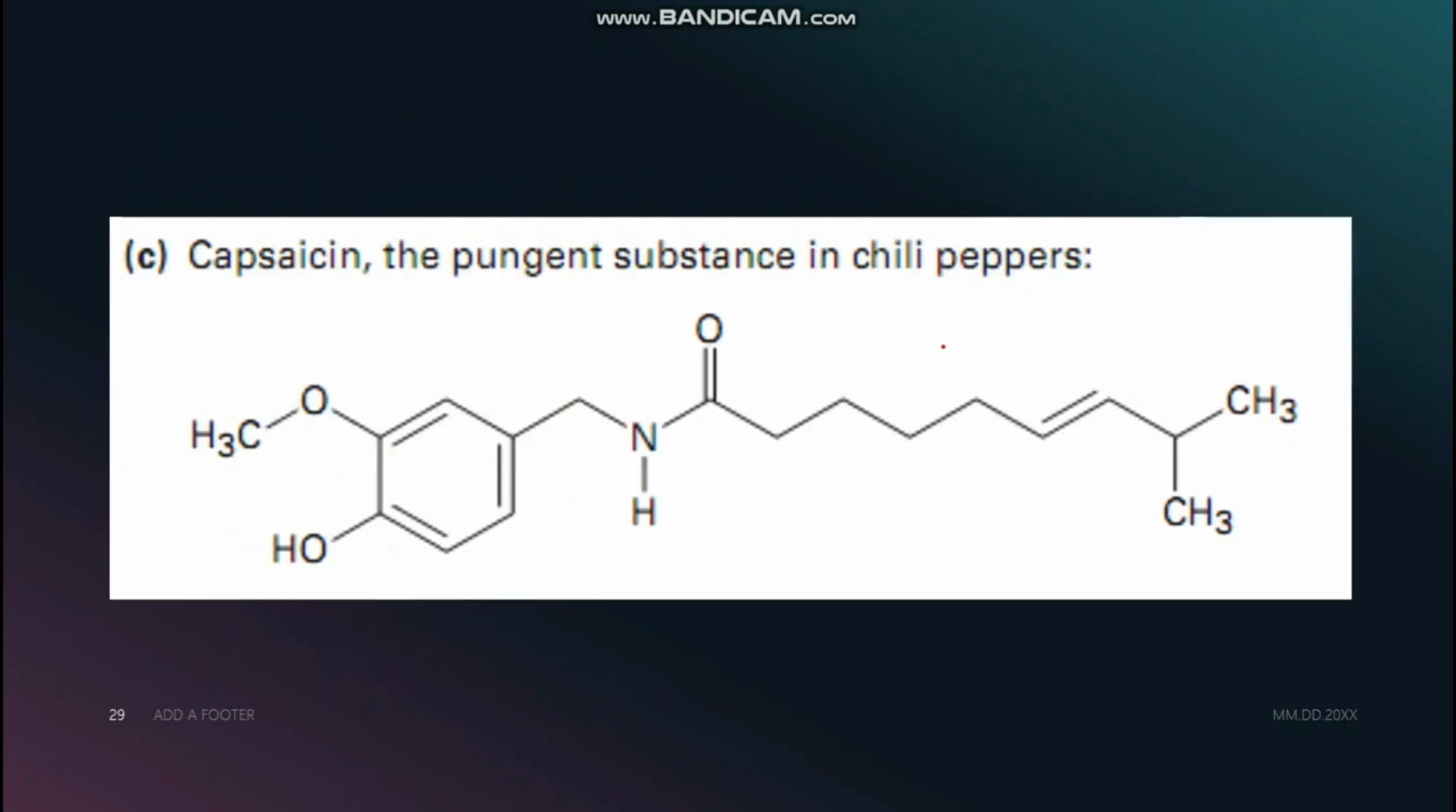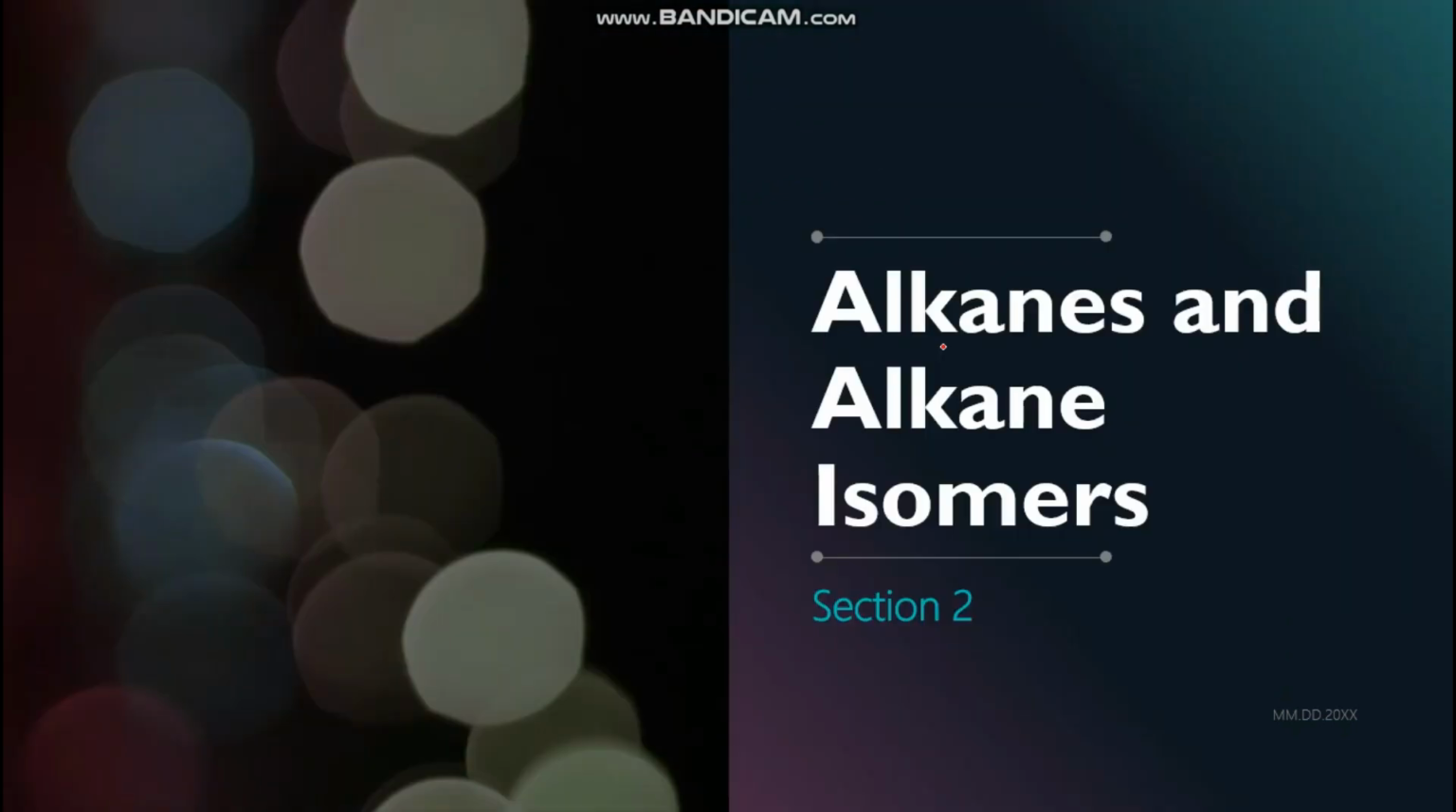Ayan, another one is this one. So, you have three compounds to identify their functional groups, the functional groups that they have. Okay. So next is the alkanes and the alkene isomers. Okay.